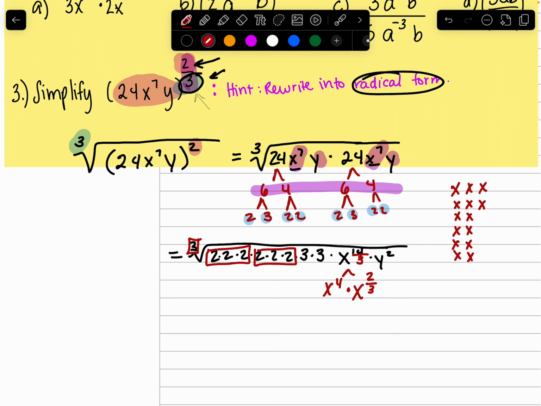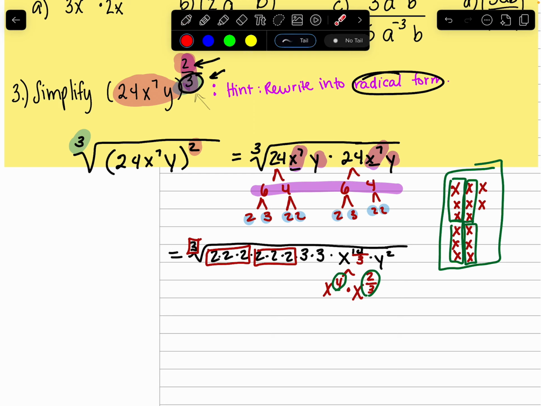To visualize this, I drew 14 x's here, and I'm going to group them in 3's. We have 4 groups of 3, which is this, and we have 2 out of 3 left over. So you can either write it all out or divide by your index. And then for y squared, we obviously know we can't box the y because there's no 3 of them. So now let's rewrite it.